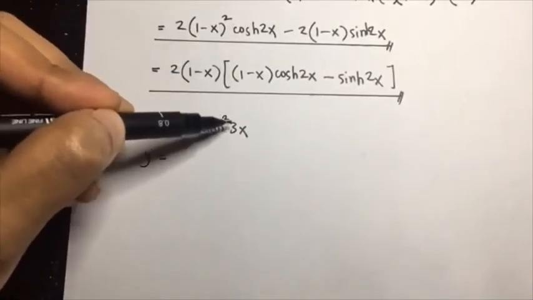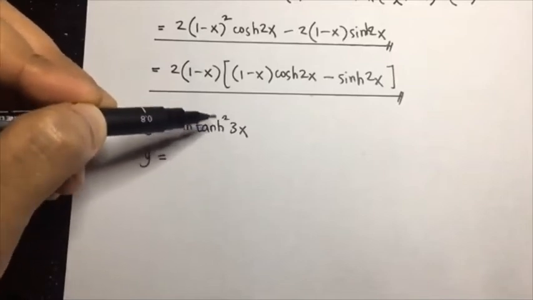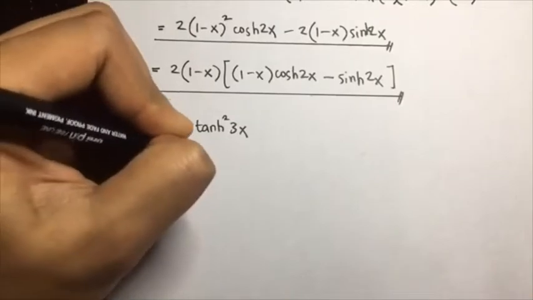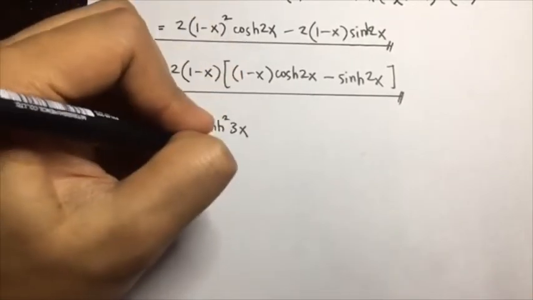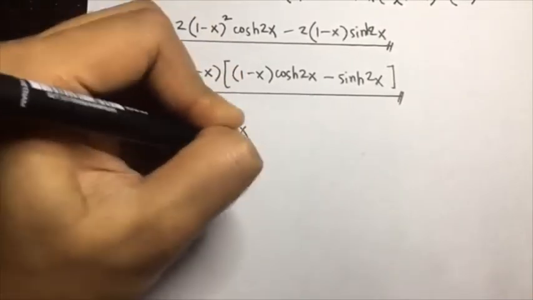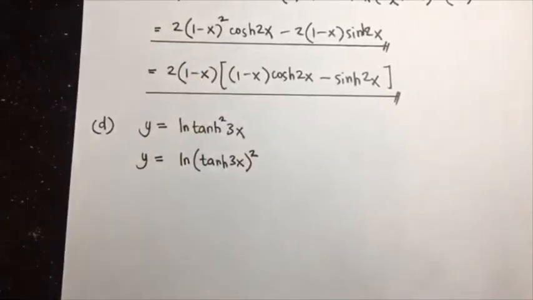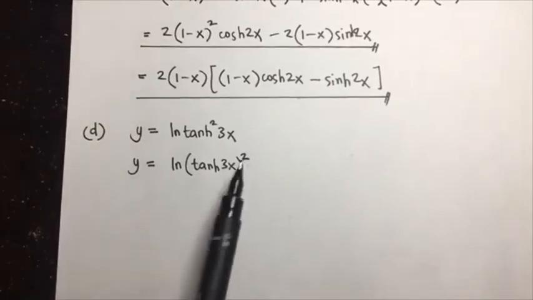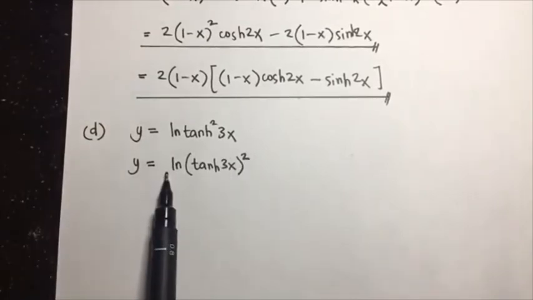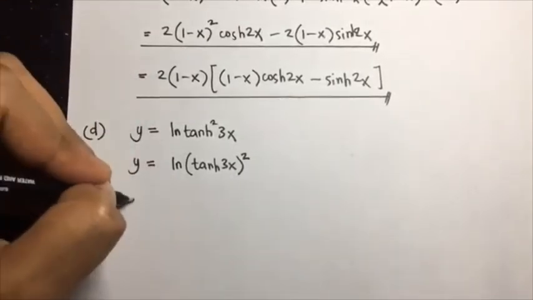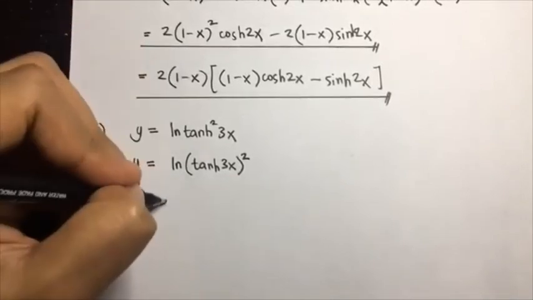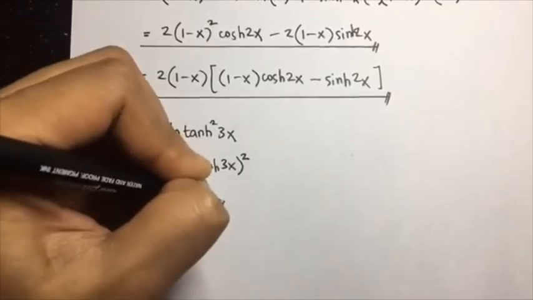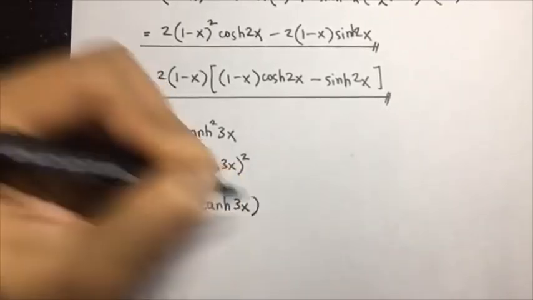As you can see, we have the hyperbolic tangent of 3x squared, so this is actually equal to ln of the hyperbolic tangent of 3x squared. Okay, so using the laws for logarithm, we can transfer the exponent as the coefficient. So this will become y is equal to 2 ln of hyperbolic tangent of 3x.